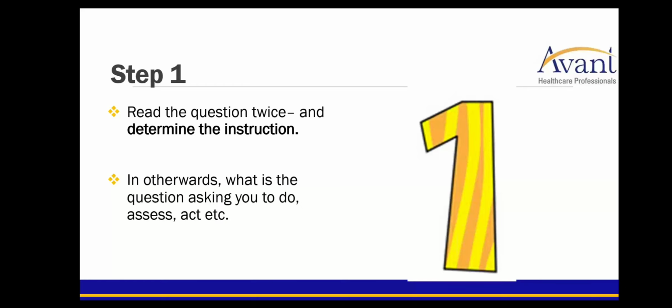Okay, so the first step is we're going to read the question twice. Why twice? Because we want to first generalize the question and get through the wording, and then the second time we read the question, this is where we're going to dissect it. Like with a plan, you need to start with the instructions.